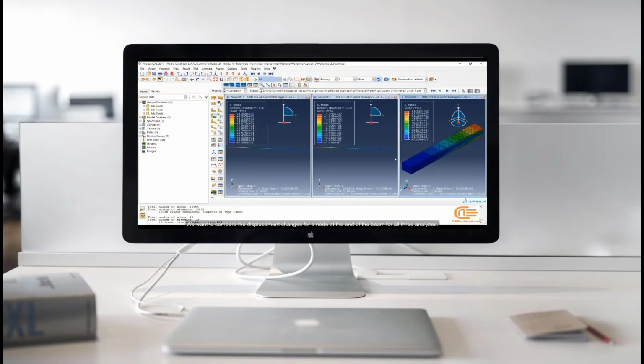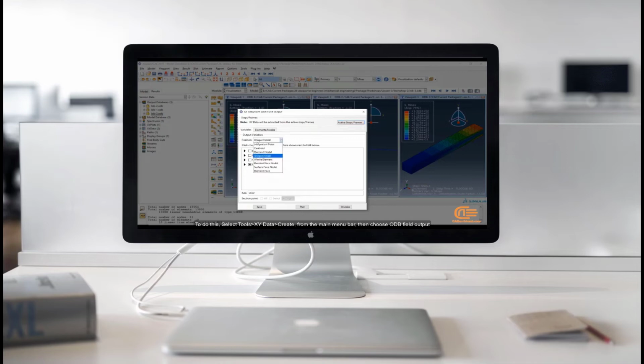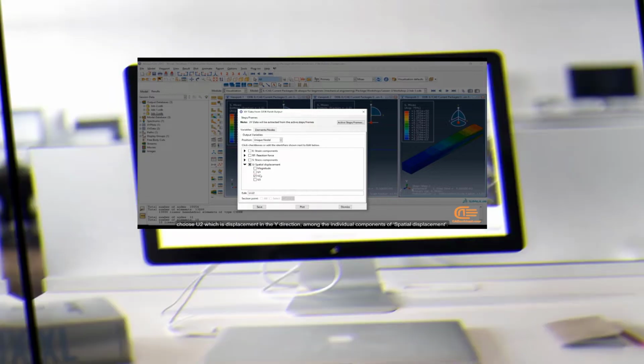We want to compare the displacement changes for a node at the end of the beam for all three analyses. To do this, select Tools, XY Data, Create from the main menu bar, then choose ODB Field Output. Select Unique Nodal as position and then choose U2, which is displacement in the Y direction.